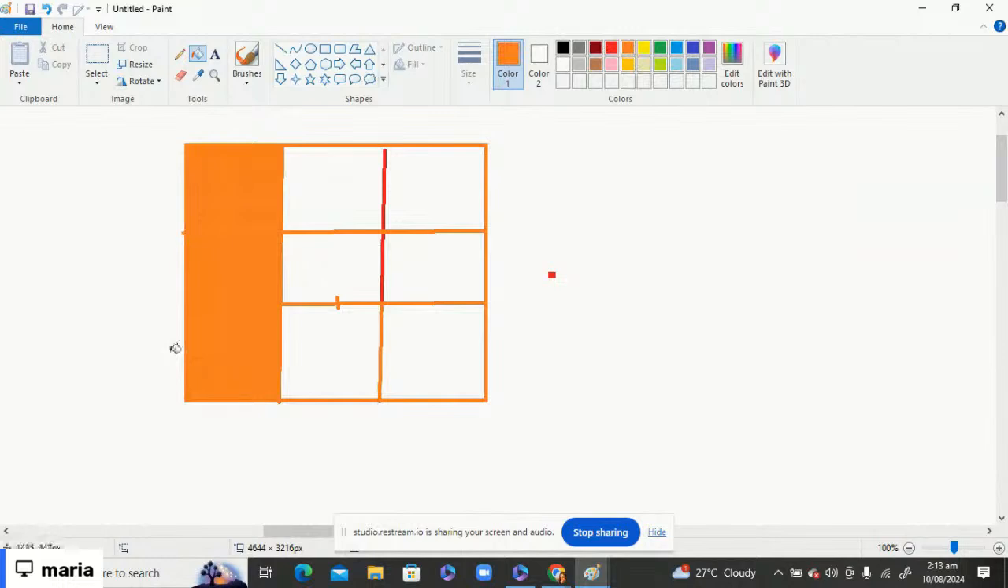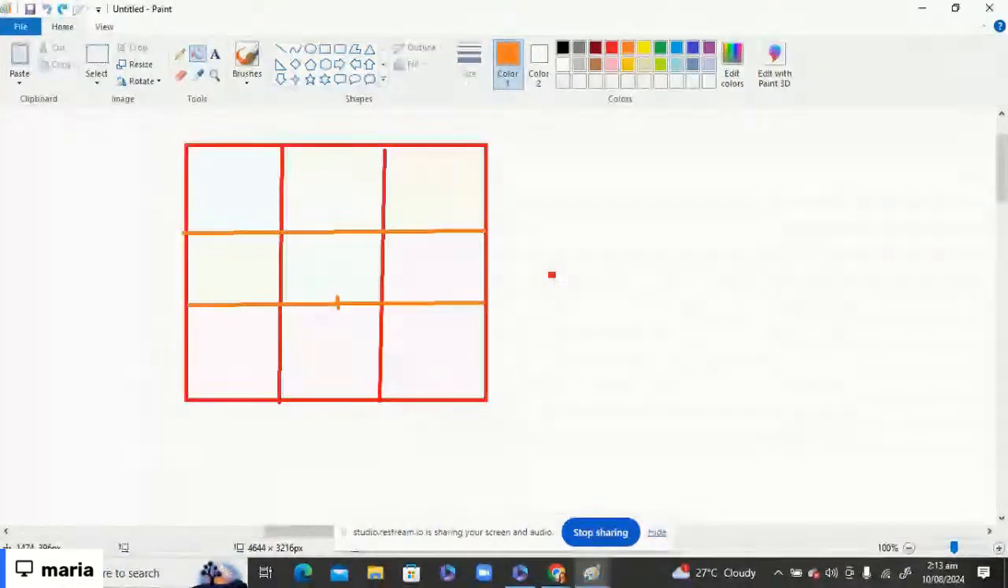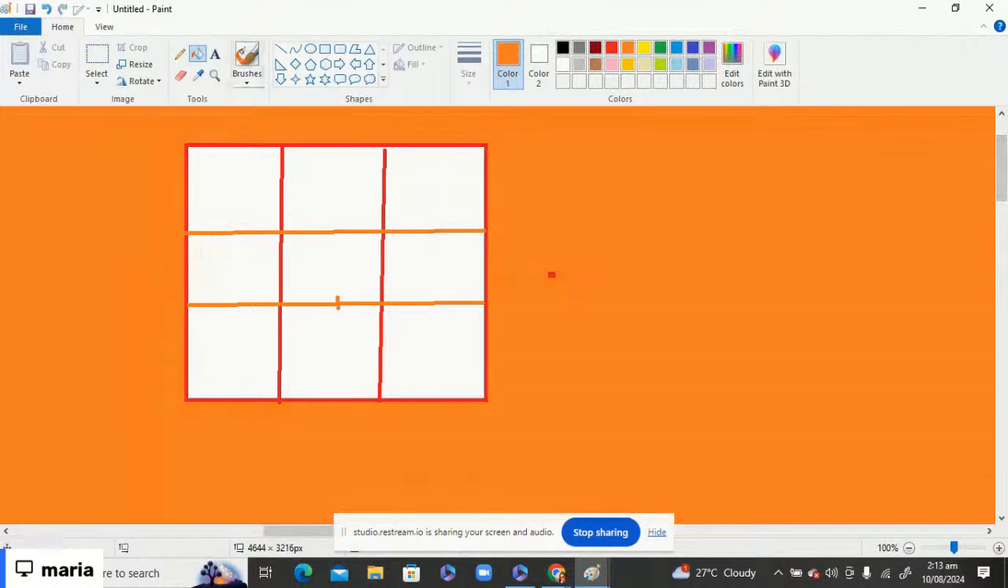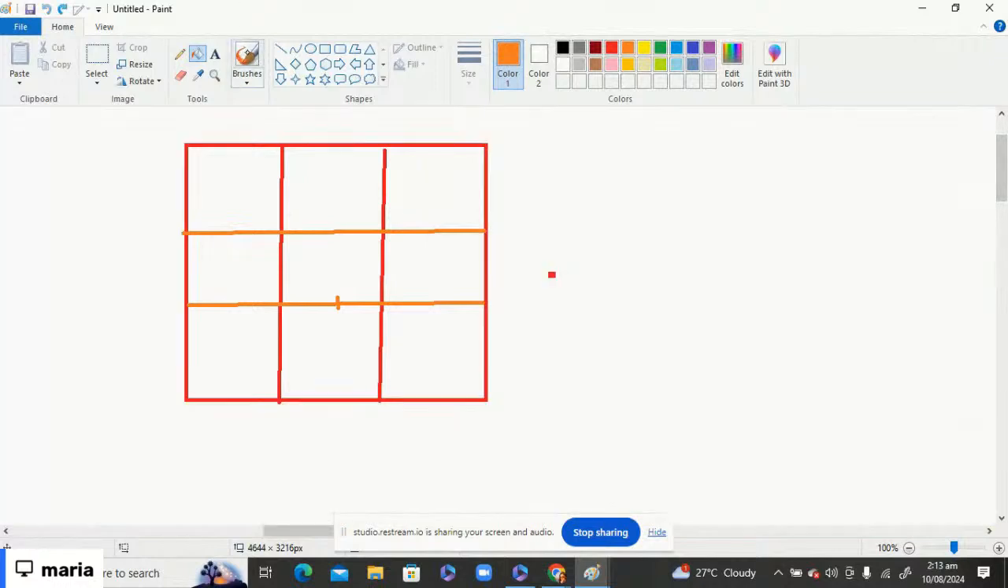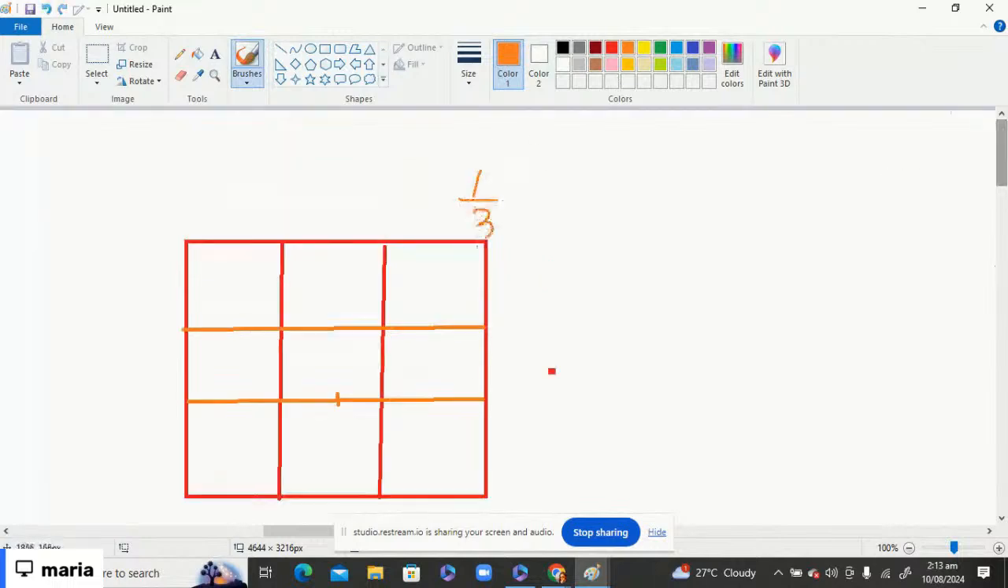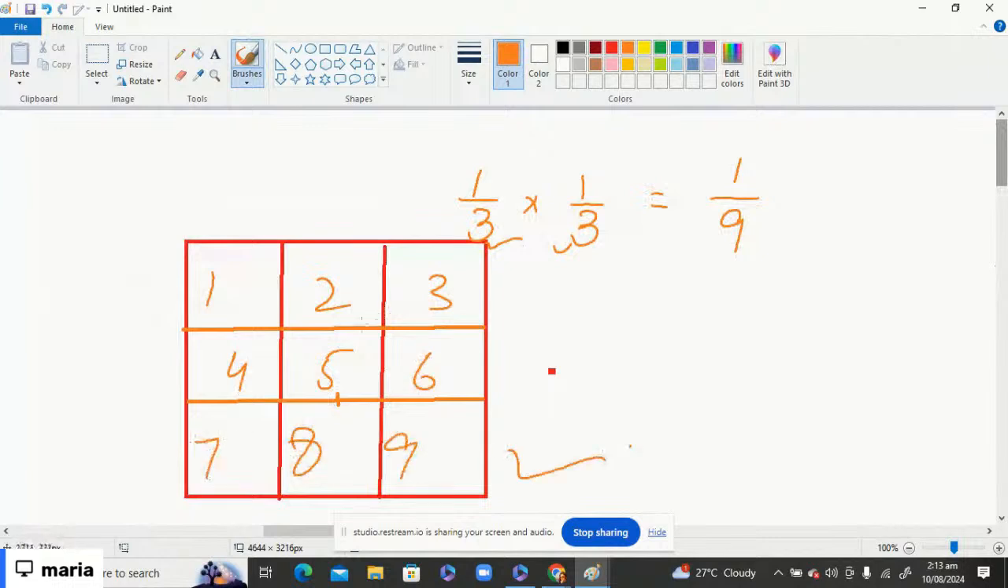So how many rows and how many columns are there? There are three rows and three columns. We are going to multiply columns and rows with each other. That's why we multiply 1 by 3 times 1 by 3. Three rows, three columns, and when multiplied, this is 9. So let's count how many total boxes: 1, 2, 3, 4, 5, 6, 7, 8, 9. It means the total boxes in this model is 9.